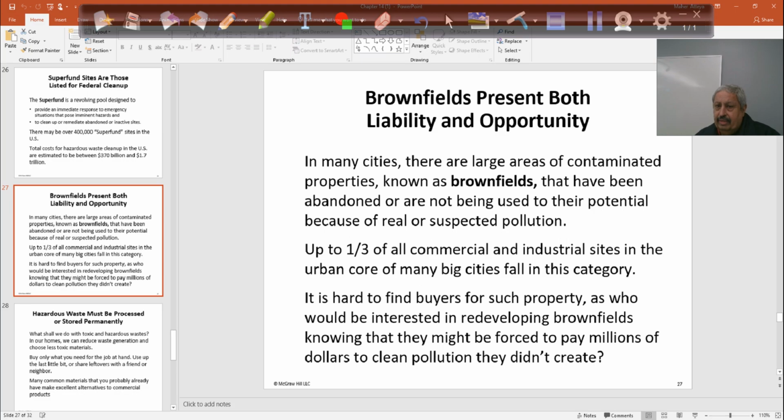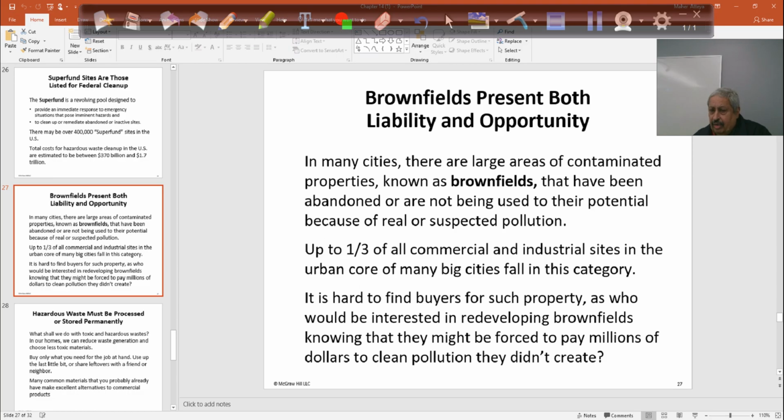Brownfields present both liability and opportunity. In many cities, there are large areas of contaminated properties known as brownfields that have been abandoned or are not being used to their potential because of real or suspected pollution. Yeah, you can see a lot of brownfields in some cities. Not directly in the center of the cities, but always in the backyard of the cities, outside, a couple hundred miles from the cities. But they are close to the cities.